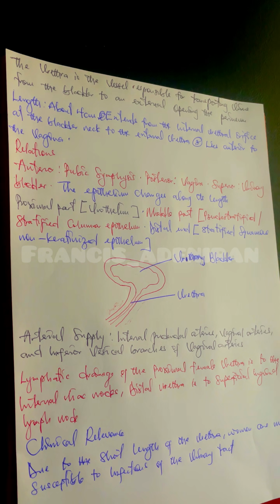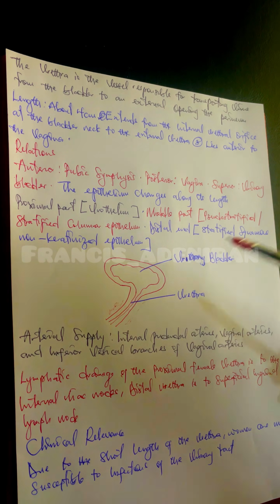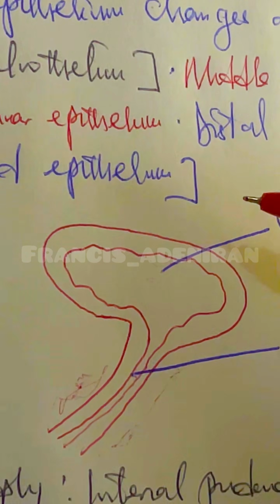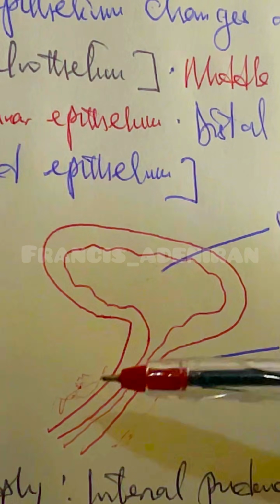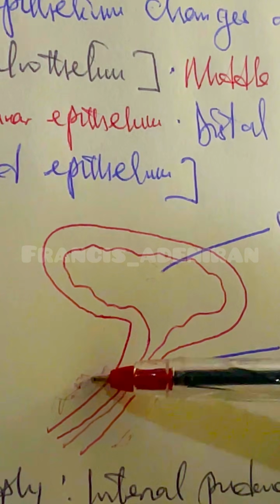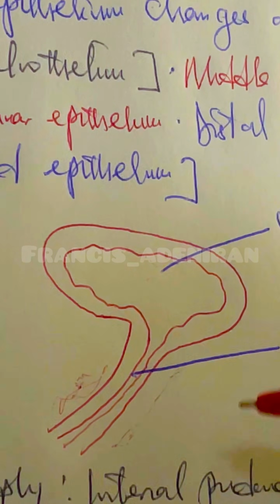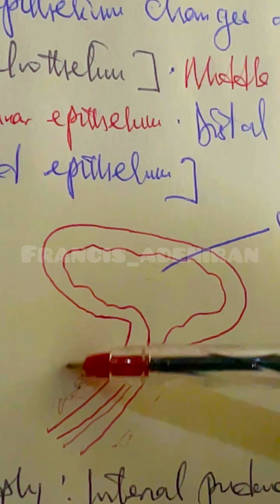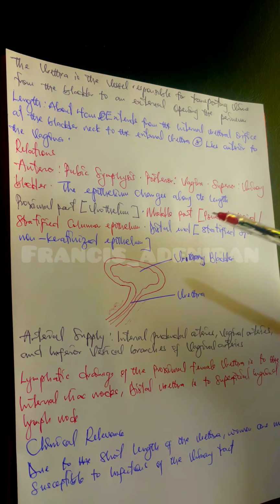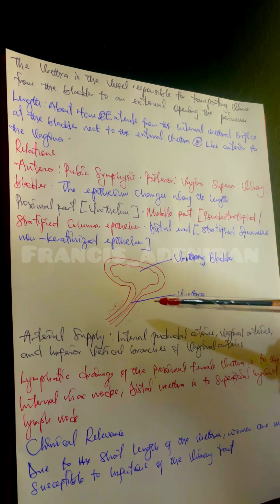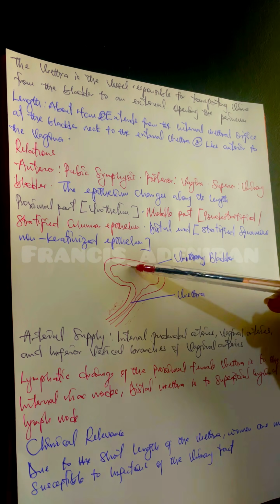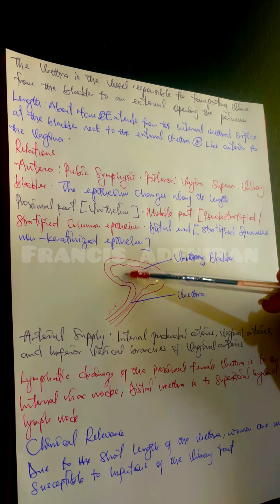Having discussed this, let's talk about the anatomical relations. I'll be using this diagram as a reference point. So anteriorly, you can see the pubic symphysis. So that means the pubic symphysis is somewhat around here, right? Pubic symphysis. Then posteriorly is the vagina. So the anterior relation of the female urethra to be specific is the pubic symphysis, posteriorly by the vagina, and superiorly by the urinary bladder.